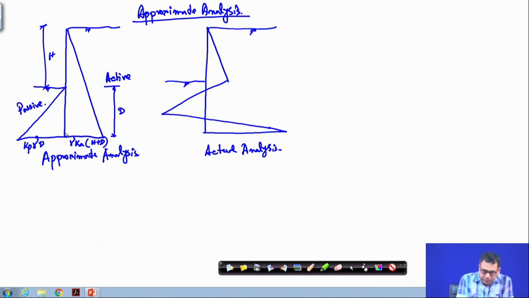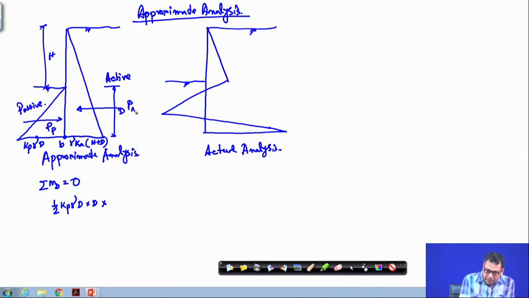Now say there is a point B. The summation of moments at point B is 0. So I can say half into K p gamma d, this side is the active force and this side is the passive force, P p, P active. The total triangle is half into the base K p gamma d into the height d, and then the lever arm from this point is d by 3.